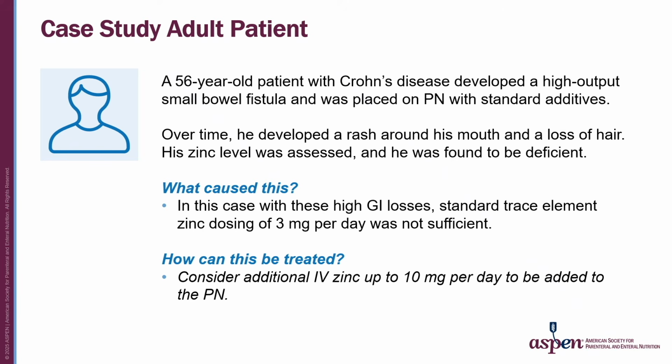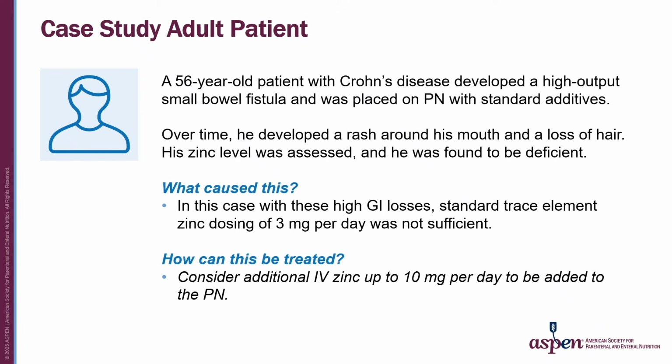Next, let's discuss a couple of cases. Our first case study is in an adult patient. We have a 56-year-old patient with Crohn's disease who developed a high output small bowel fistula and was placed on parenteral nutrition with standard additives. Over time, he developed a rash around his mouth and a loss of hair. His zinc level was assessed and was found to be deficient.